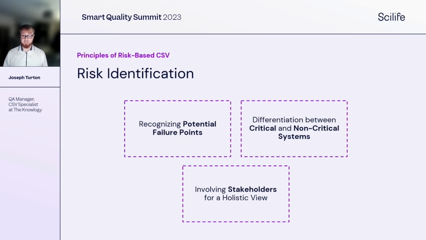Risk identification isn't a solo task. It requires a village, so to speak. By bringing in stakeholders from different departments, from IT experts who understand the technicalities, to users who interact with the system daily, we can obtain a 365-degree view of potential risks. Everyone sees the system from a different angle, and by consolidating these views, we ensure that no stone is left unturned.